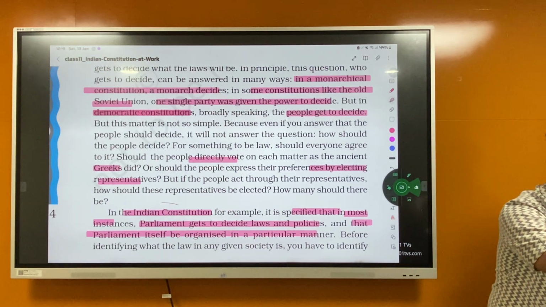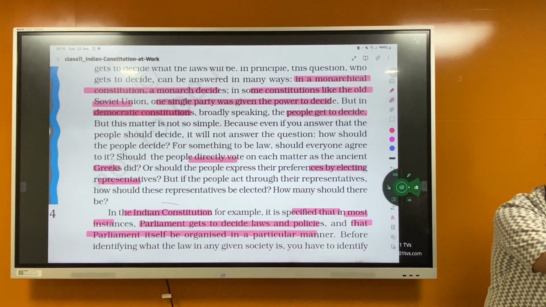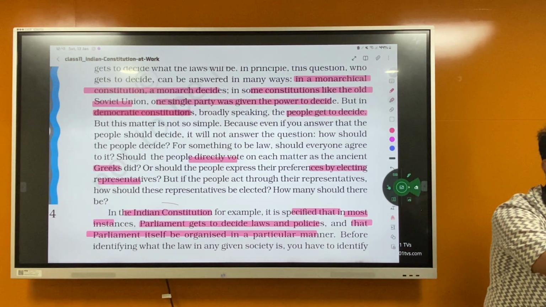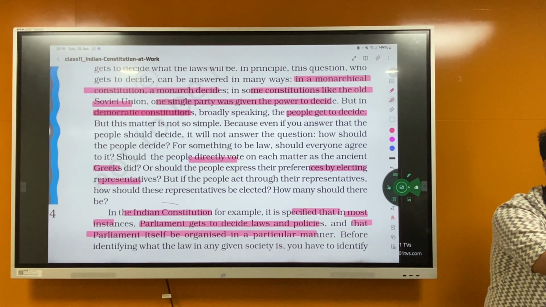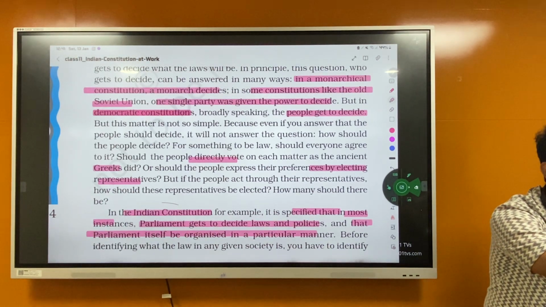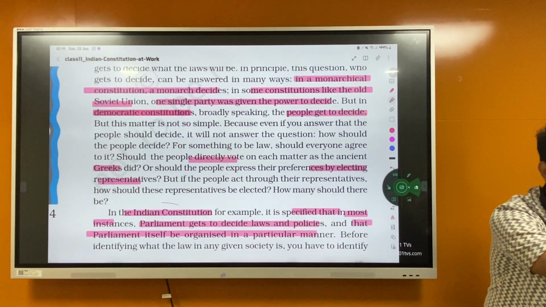But this matter is not so simple, because even if you answer that the people should decide, it will not answer the question, how should the people decide? In India, how do we decide how the law should be made? What is the process for that in India? What is the basic thing we do? Law, who makes the law? Who sits there? MPs. Who selects them? Through voting?